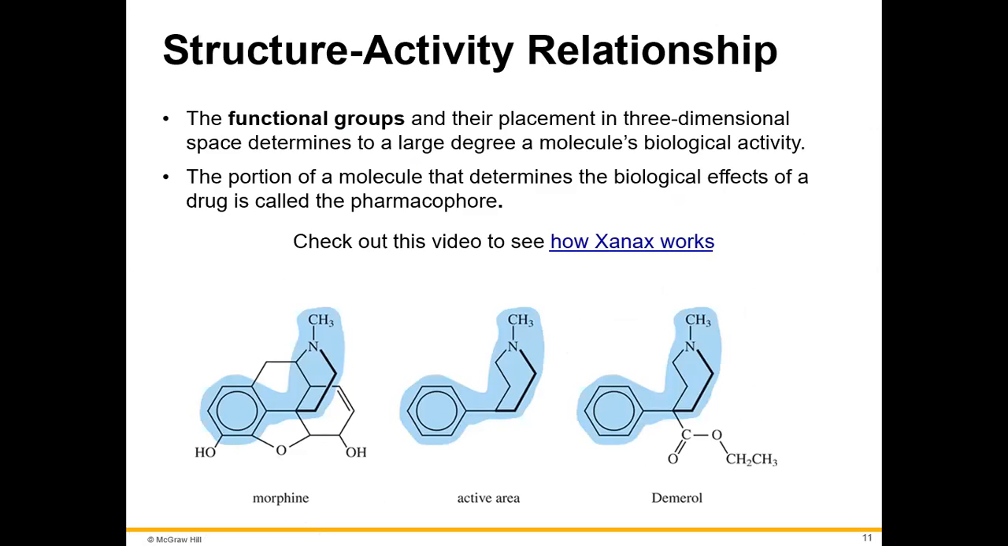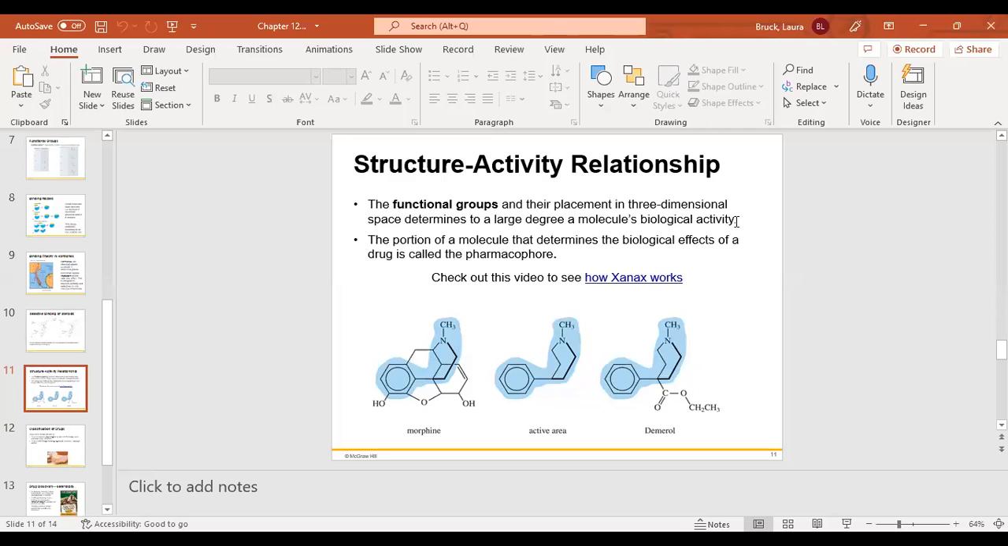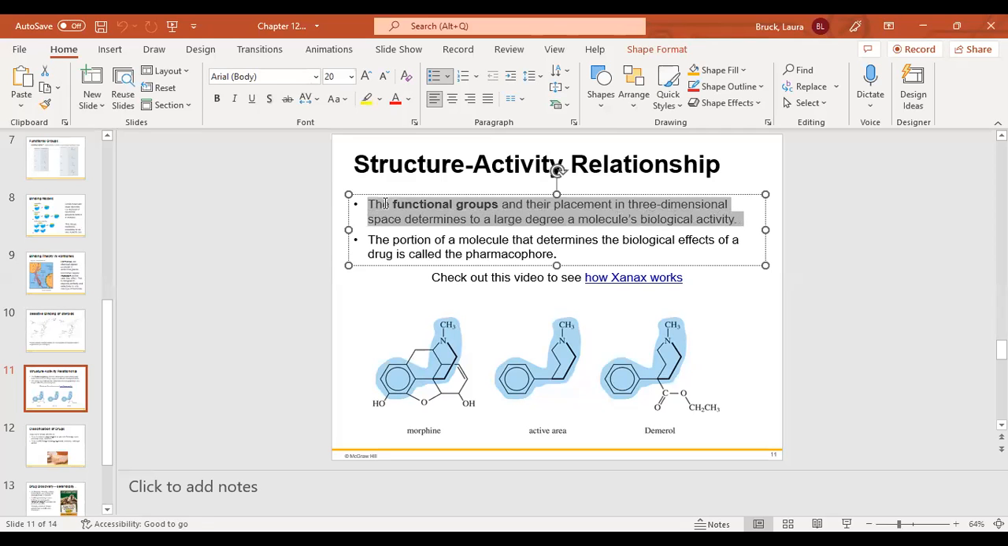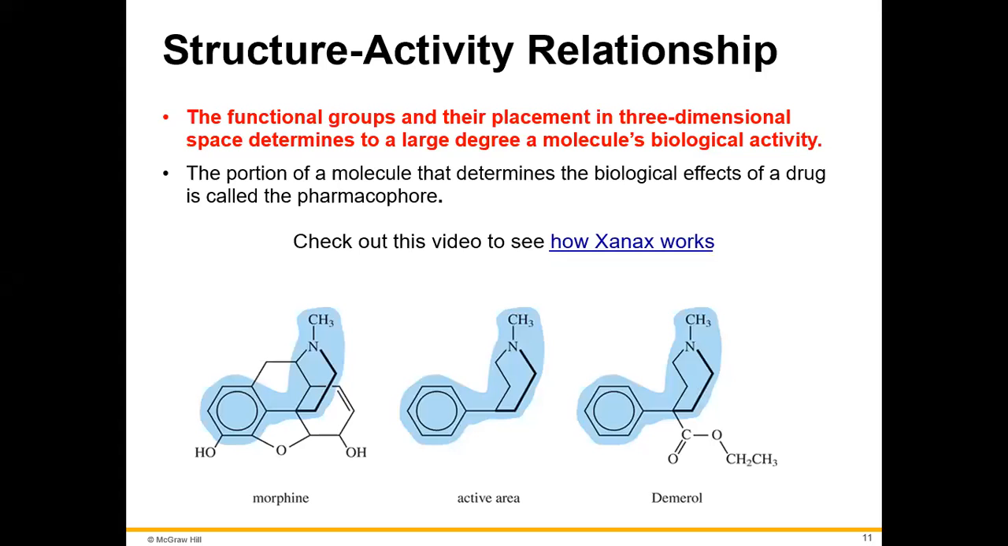All right, so the functional groups and their placement in 3D space determine the activity of that molecule within a living thing. And that is so important for you to understand. I'm going to actually highlight that. Okay, because the shape of a molecule is so important. The shape of a molecule determines what it does and how it interacts in the living system. And so here's a video that you can check out showing a demonstration of that very principle.